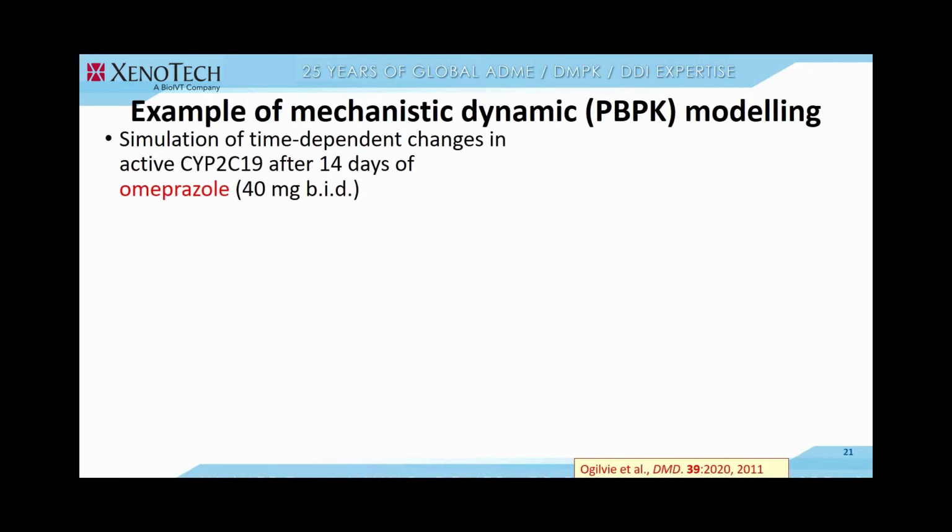But I will cover an example of a mechanistic dynamic or PBPK modeling. So this is a simulation of time-dependent changes in the active CYP2C19 level after 14 days of omeprazole being dosed at 40 milligrams twice a day. So it's a rather high dose, but not something that's out of bounds of clinical use.